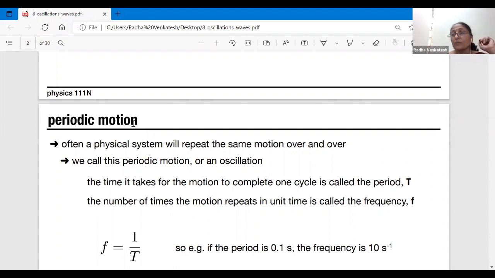But both are periodic motions. Now we can introduce what is known as oscillatory motion. What is oscillatory motion? It's a special type of periodic motion where the object undergoes a to and fro motion about a position called the mean position, right? So that's how I introduce the chapter. It would be nice for them to understand what is periodic motion, what is oscillatory motion.